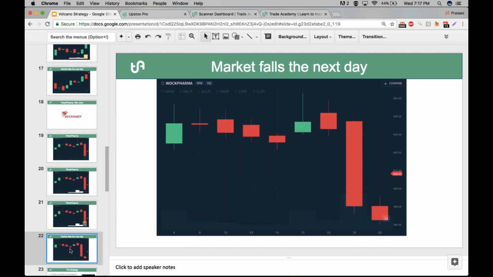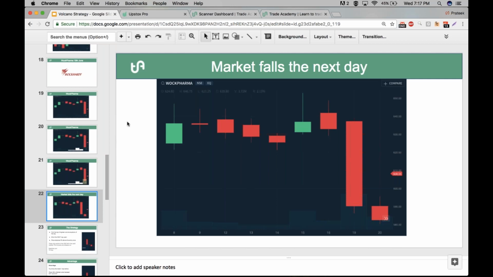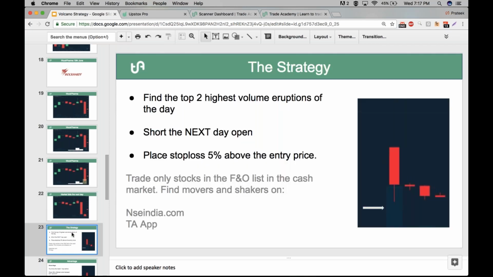So here it is. Is everyone ready for the strategy? No problem, Naresh. Please write this down if you want to. I'll show you something and I have a bunch of questions to ask you. Perfect. Here's the strategy, guys. Number one, find the top 2 highest volume eruptions of the day. Short the next day open. So as soon as the market opens, you will short the market. Next, the stop loss is placed at 5%.